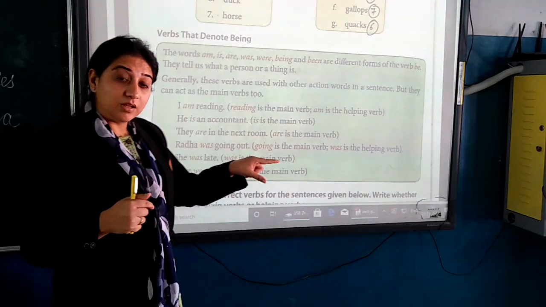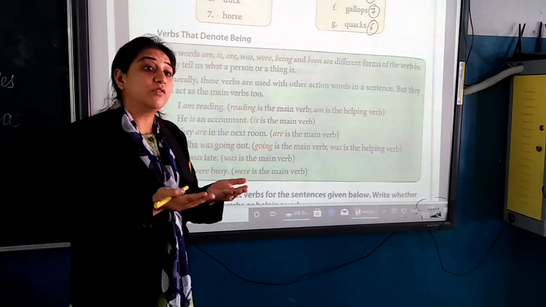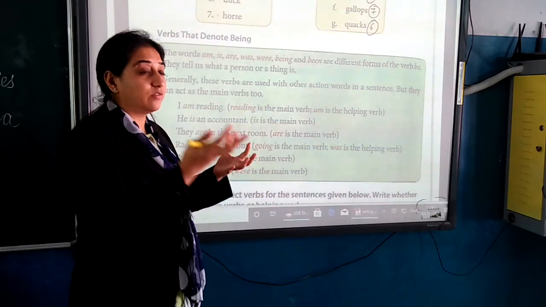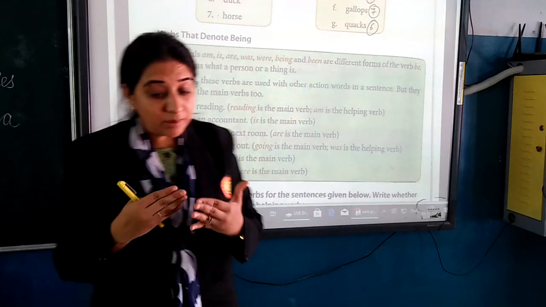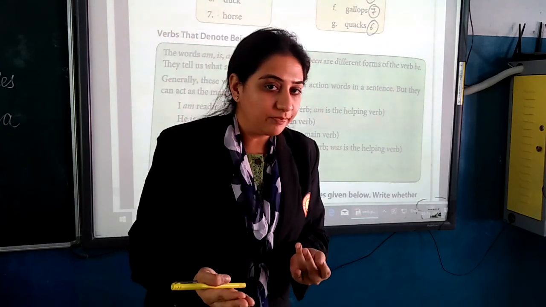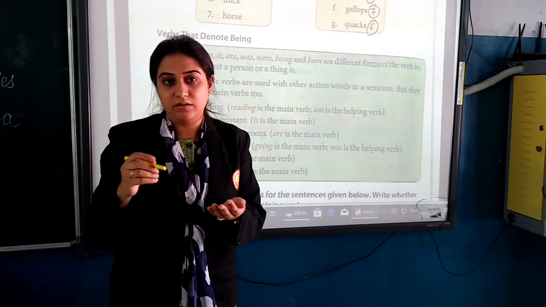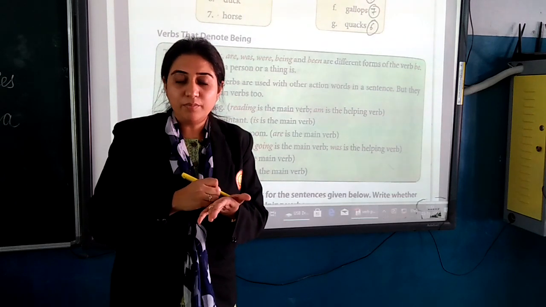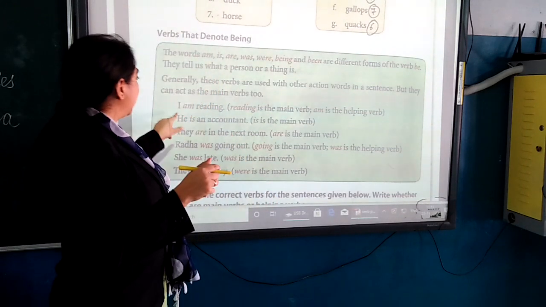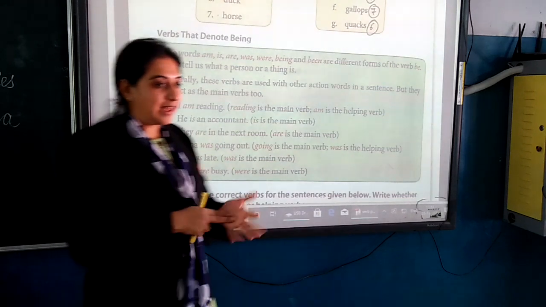I am reading. Okay. So what is the verb over here? Reading. But what are we using over here? Am reading. I am reading. So it is used with an action. Again, I am repeating, students, these words are used with an action, which means the main verb. What is the main verb over here? What am I doing? I am reading. Reading is the main verb. Reading is the action. So what is the being word used over here? I am reading. Am is the helping word.